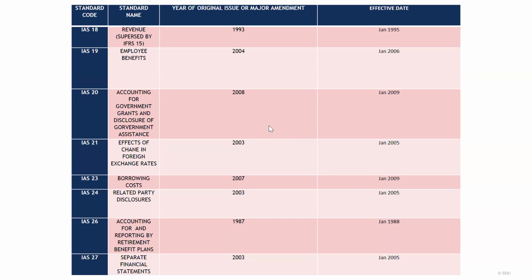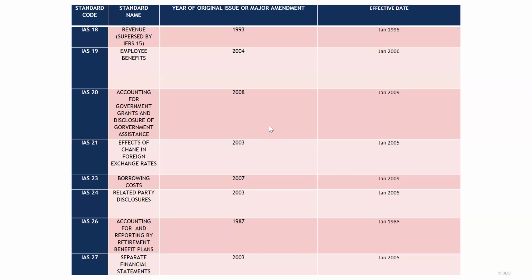IAS 20 deals with accounting for government grants and government assistance. This is a standard that was issued in 2008 with an effective date of January 2009. IAS 21 deals with the effects of changes in foreign exchange rates. This standard was issued in 2003 with an effective date of January 2005.